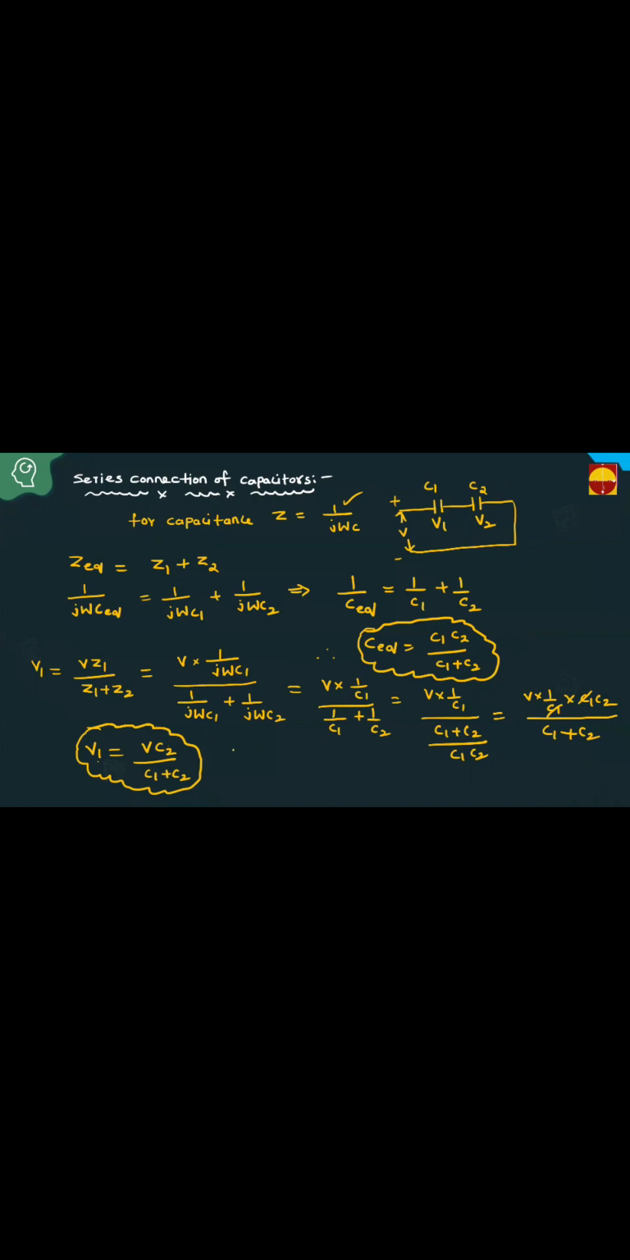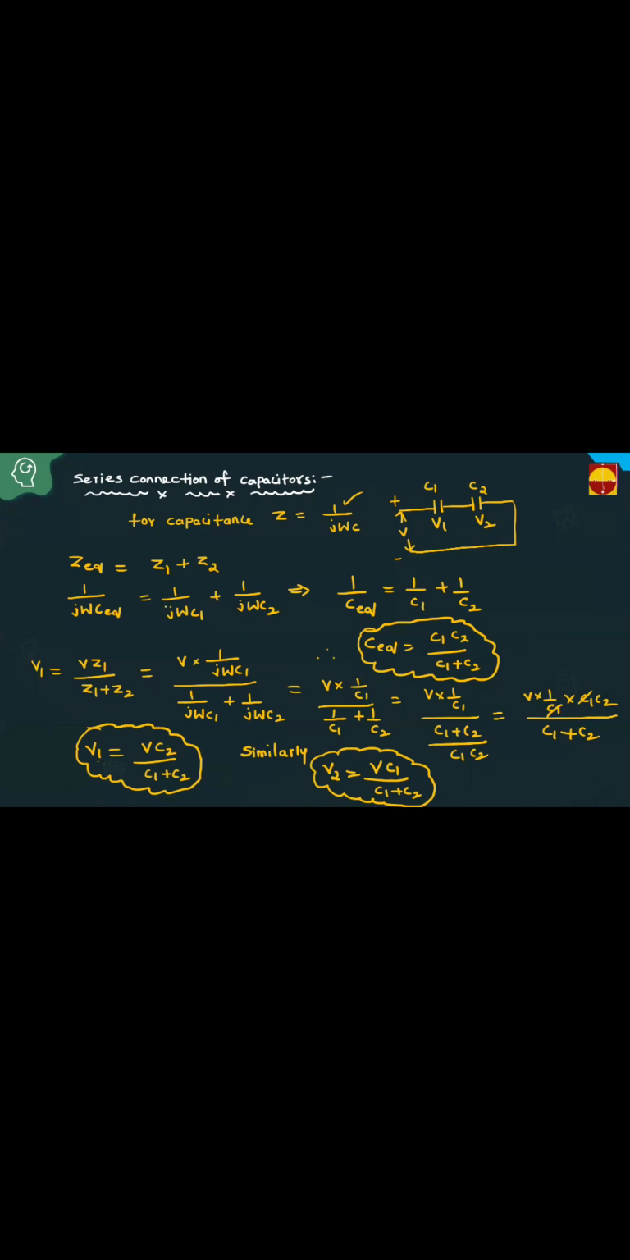Then what is V2, students? Similarly, the same procedure you have to apply, like this only you have to derive. V2 equals V into C1 by C1 plus C2. This is the V2 calculation. Capacitor series connection is different as compared to resistor and inductor. For resistor and inductor the series connection concept is the same, but the capacitor is different.